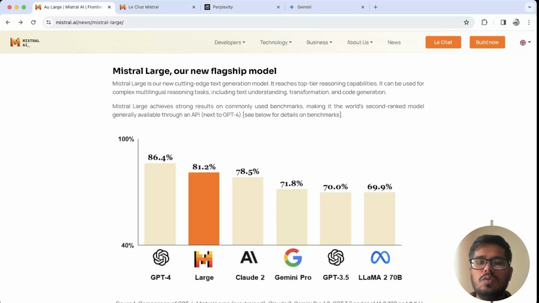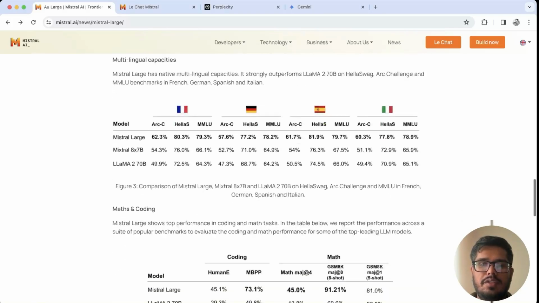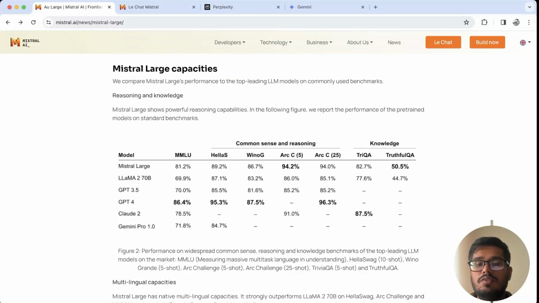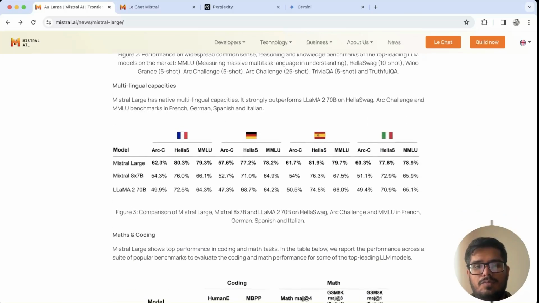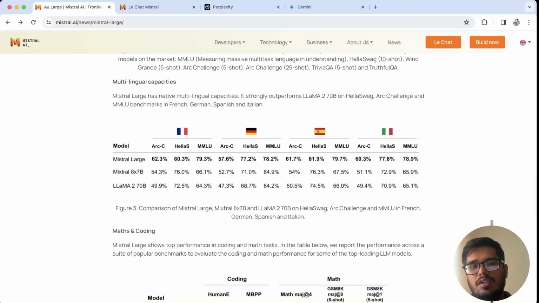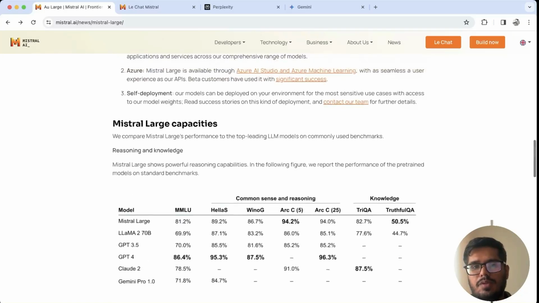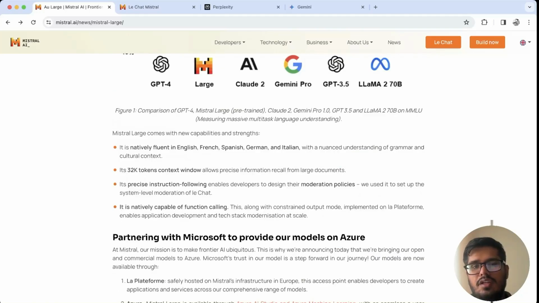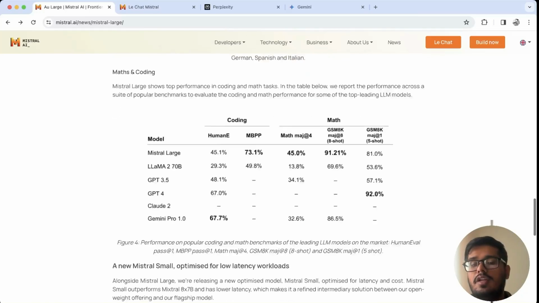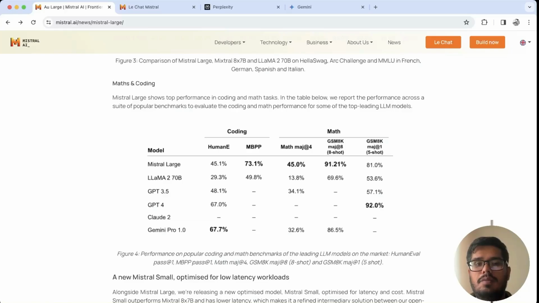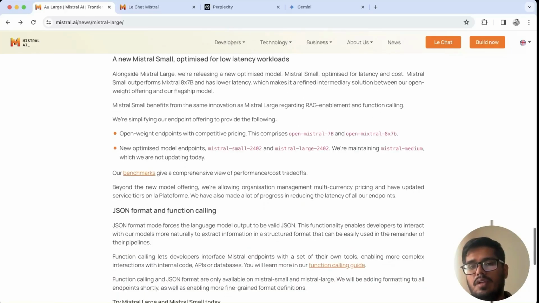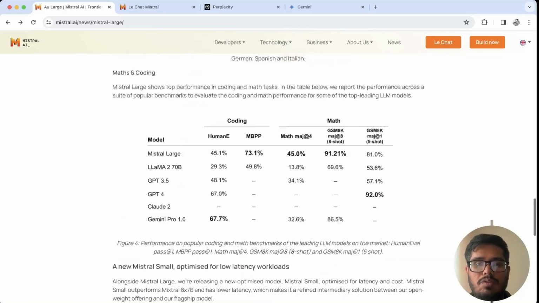If you go through the model details here, you can see that it comes very close to the performance of GPT-4 on common sense reasoning, truthful QA, and even on multilingual capabilities, it supports all the major European languages like French, English, Spanish, German, and Italian. It has a 32K context window. It does really better on math, but unfortunately, you will not find open source anywhere.